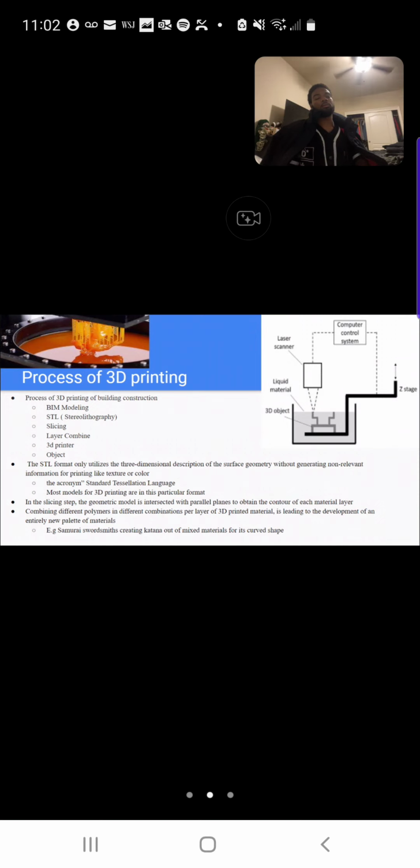And then to explain the layer combine, the combining of different polymers in different combinations per layer of 3D printed material is leading to the development of an entirely new palette of materials. So as an example, you'll always hear about the samurai and how they dressed, how their culture was, but most importantly, how their weaponry was at that time period. And one of the special things about the swordsmiths at the time was that when they were creating these blades called katanas, it was made out of mixed materials for its curved shape.